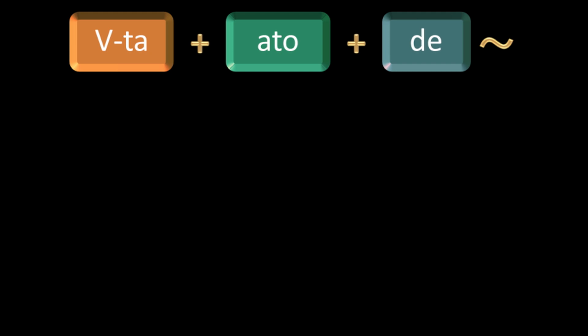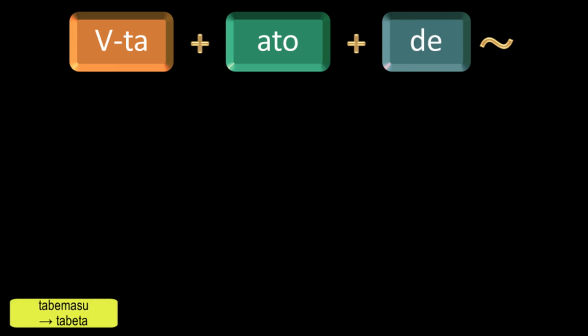Next, let us see a sentence pattern which uses the word ato. The pattern is vita atode. Here, atode refers to time after a given action, and it is attached to vita, which is the ta form of the verb. Let me give you a few examples and the usage will become clear.